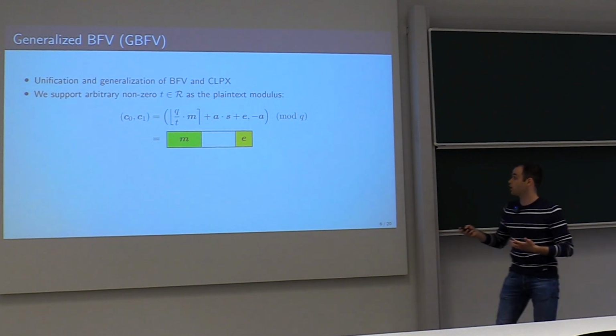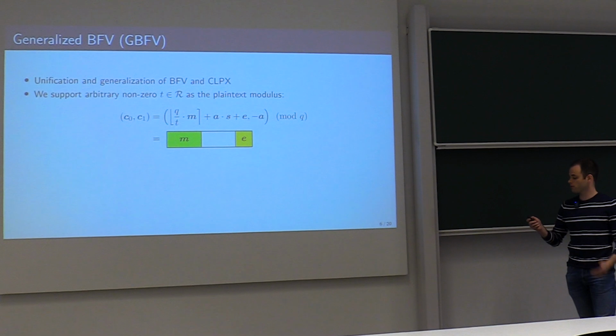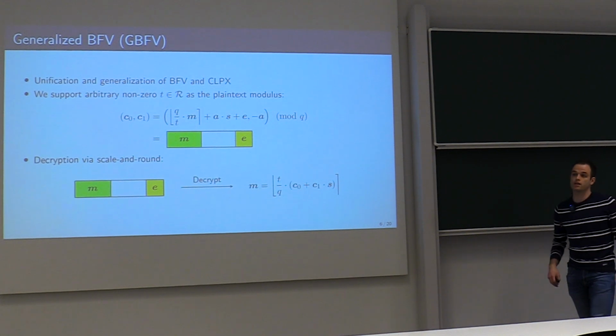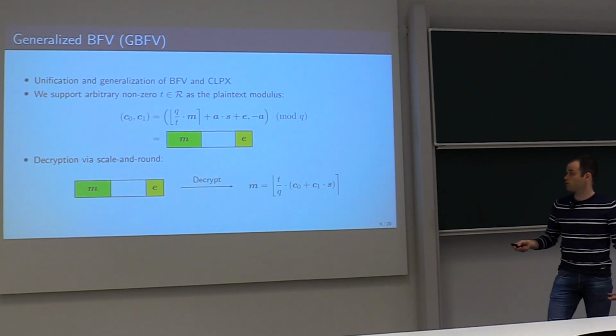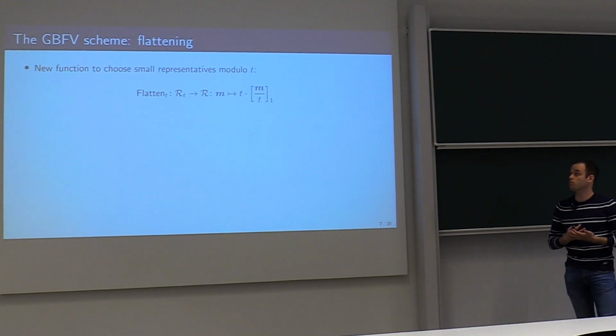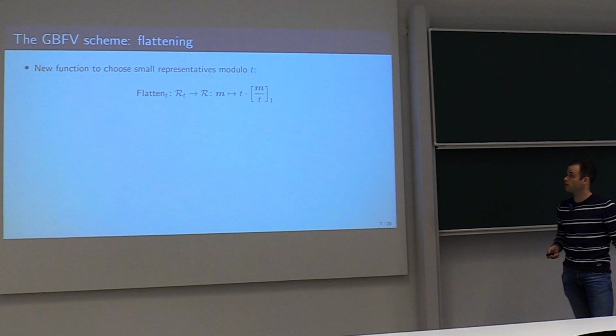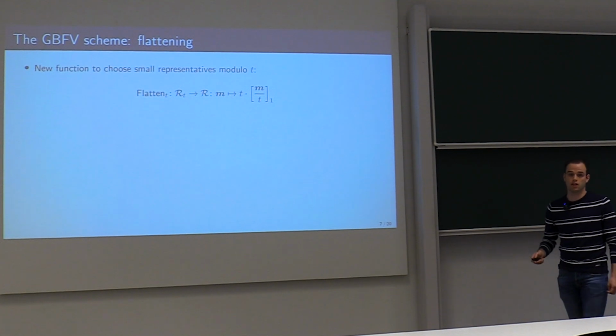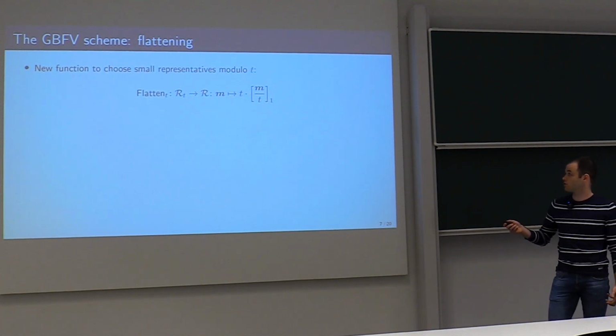Just a quick summary. So here we also use ring LWE encryption, and in the presentation, I will write such encryptions by writing our plaintext in the green region here, and then our noise in the yellow region. And as usual in FHE, this decryption works correctly as long as the message region and the noise region do not overlap. One very important functionality that we need in the generalized BFV scheme is a function that computes representatives modulo t. For this, we introduce a new function that we call flatten, and the definition of which is written on the top of the slide.